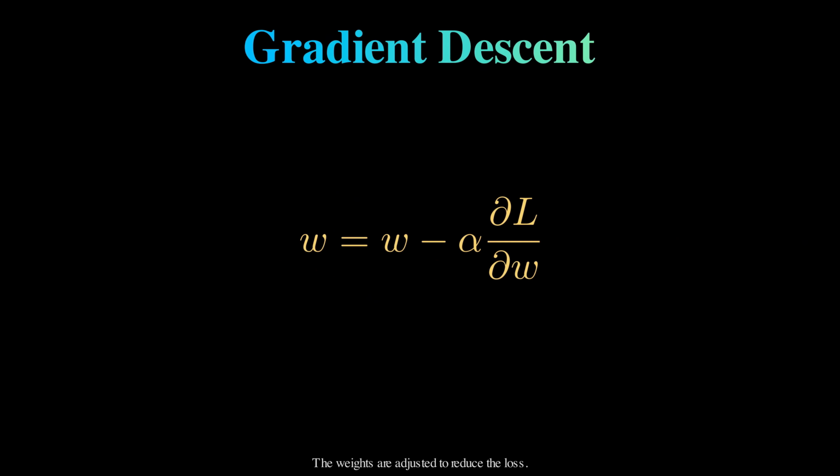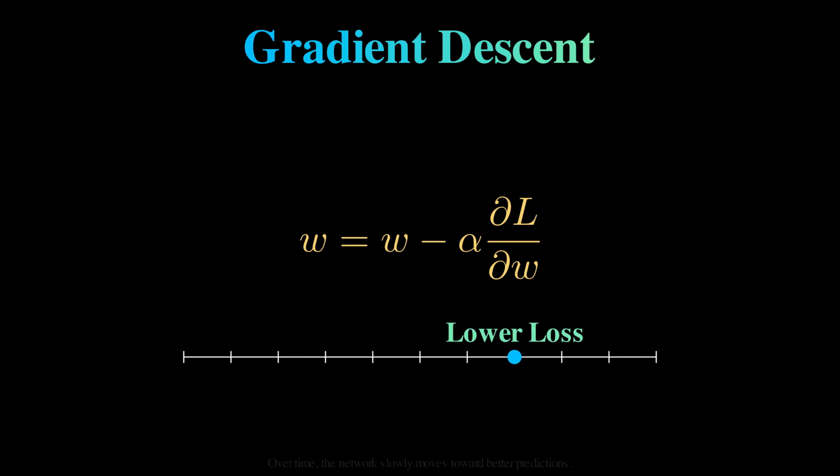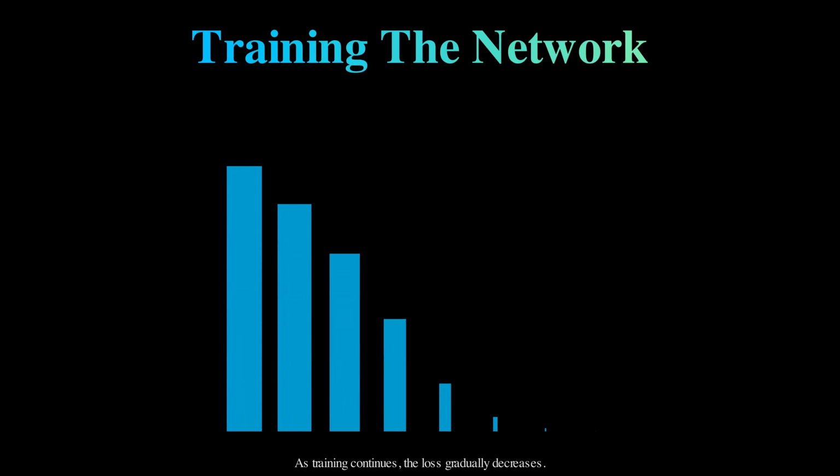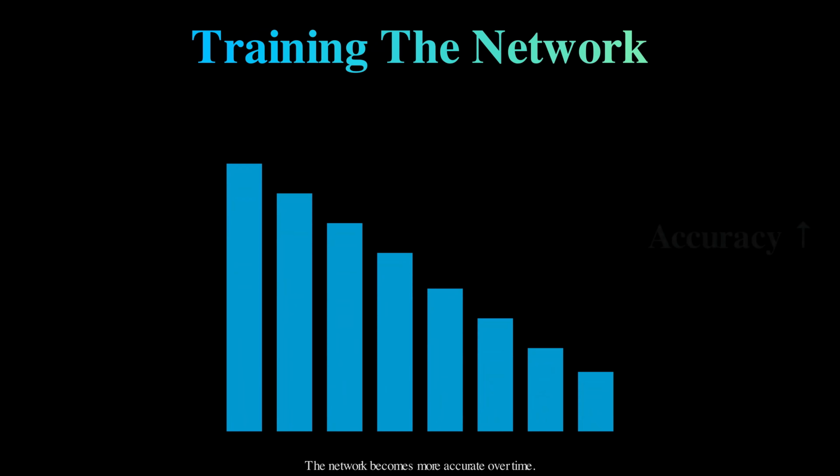The weights are adjusted to reduce the loss. Tiny improvements happen after every training step. Over time, the network slowly moves towards better predictions. As training continues, the loss gradually decreases. The network becomes more accurate over time.